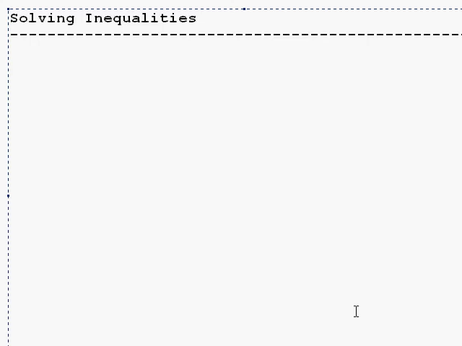Alright, here in part 5, we're going to look at solving inequalities. Solving inequalities is very similar to solving equations. What we'll have is, let's say this, x plus 3 is greater than 5.